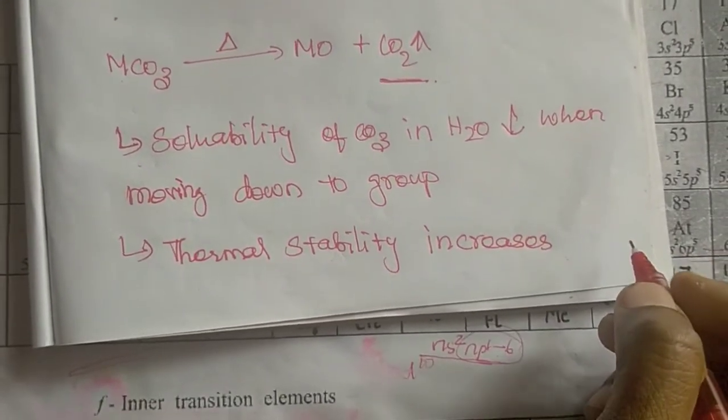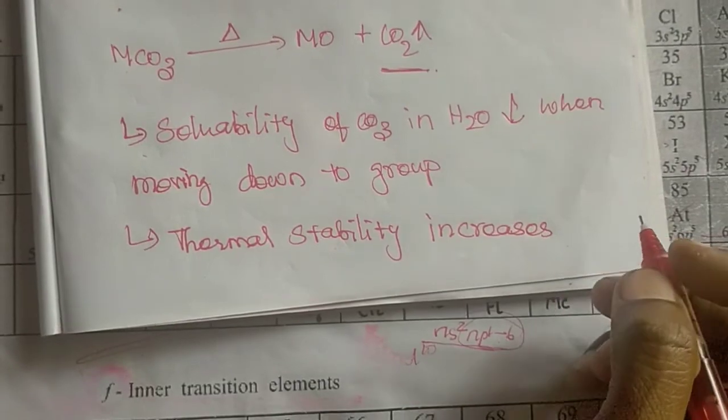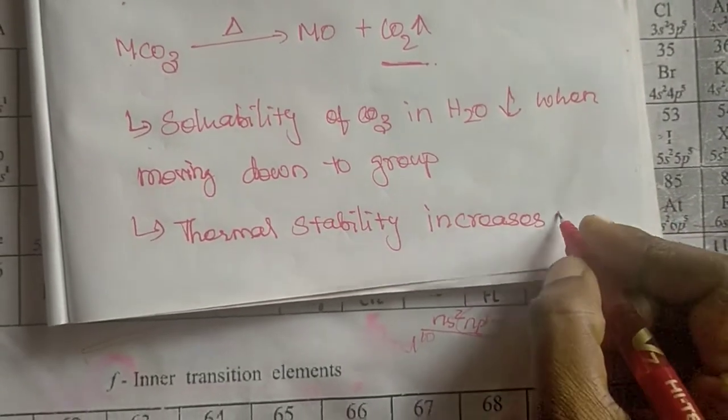When moving down the group, the cationic size, that means the atomic size, increases.